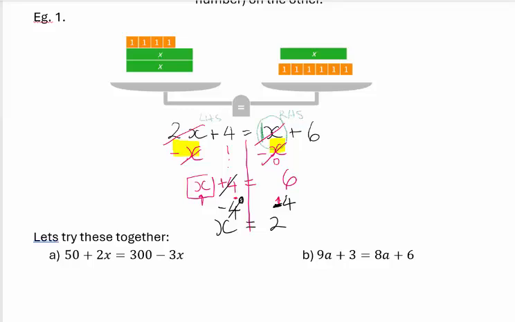Okay, last step is to check the answer. So I'm going to sub that back in. I don't have to write it out, but I am for you guys. So 2 times 2 plus 4 equals 8. Okay, so that's the left-hand side. 2 plus 6 equals 8. 8 equals 8. Oh my lord, that works.